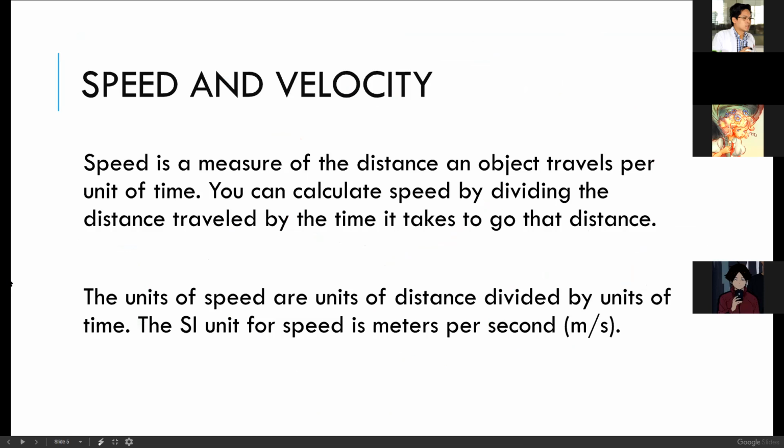Speed and velocity. Speed is the measure of distance an object travels per unit of time. Let's tackle speed first. The units of speed are units of distance divided by units of time, hence it is meters per second.